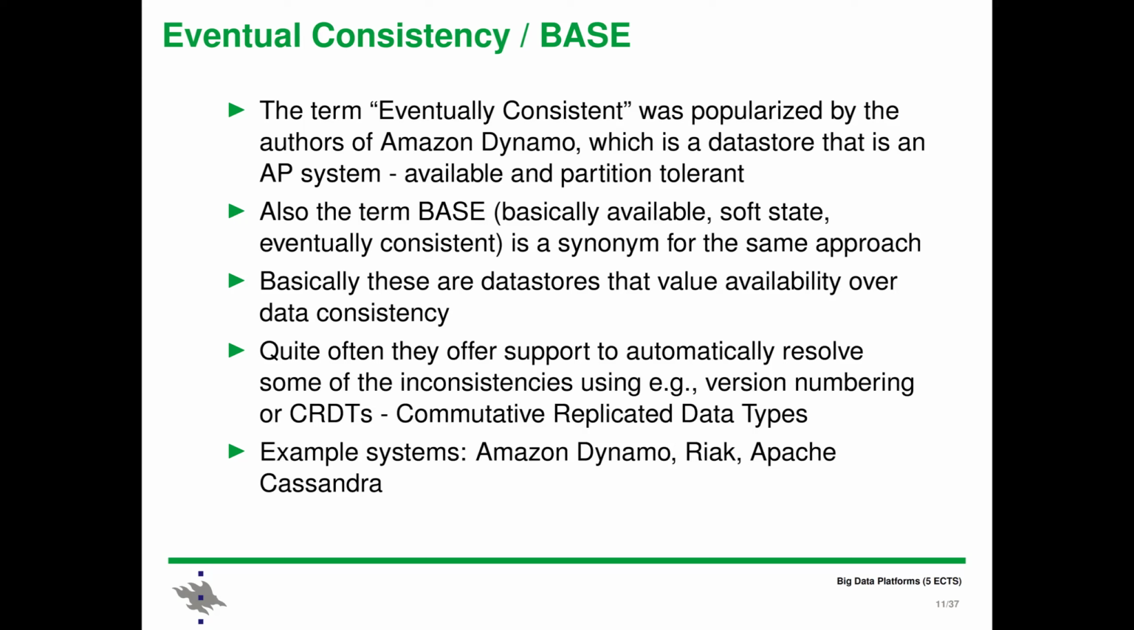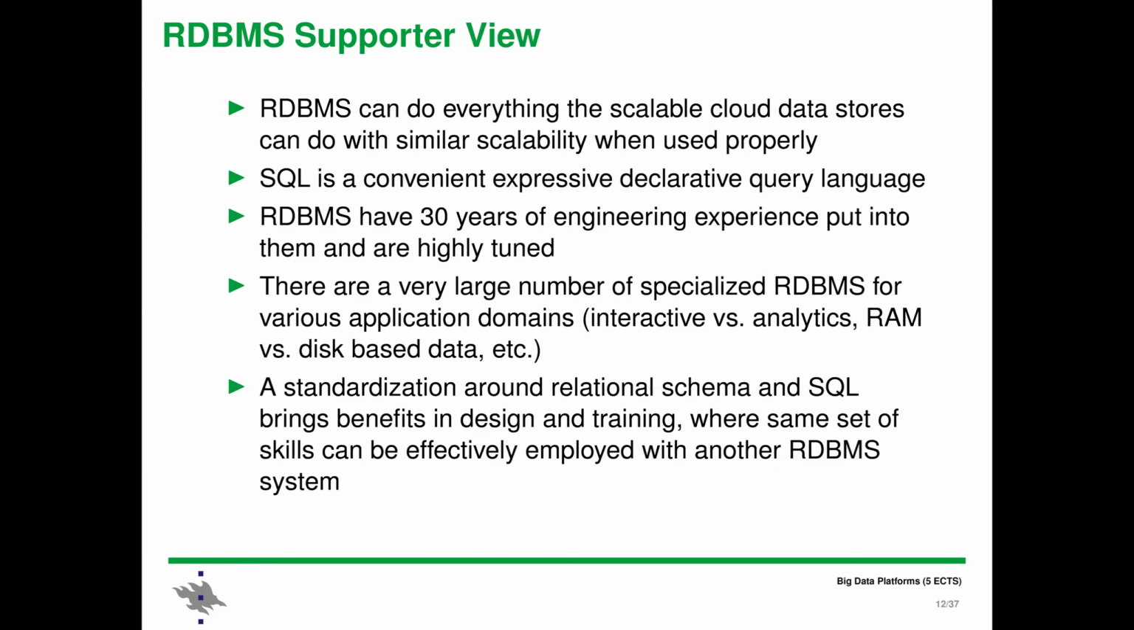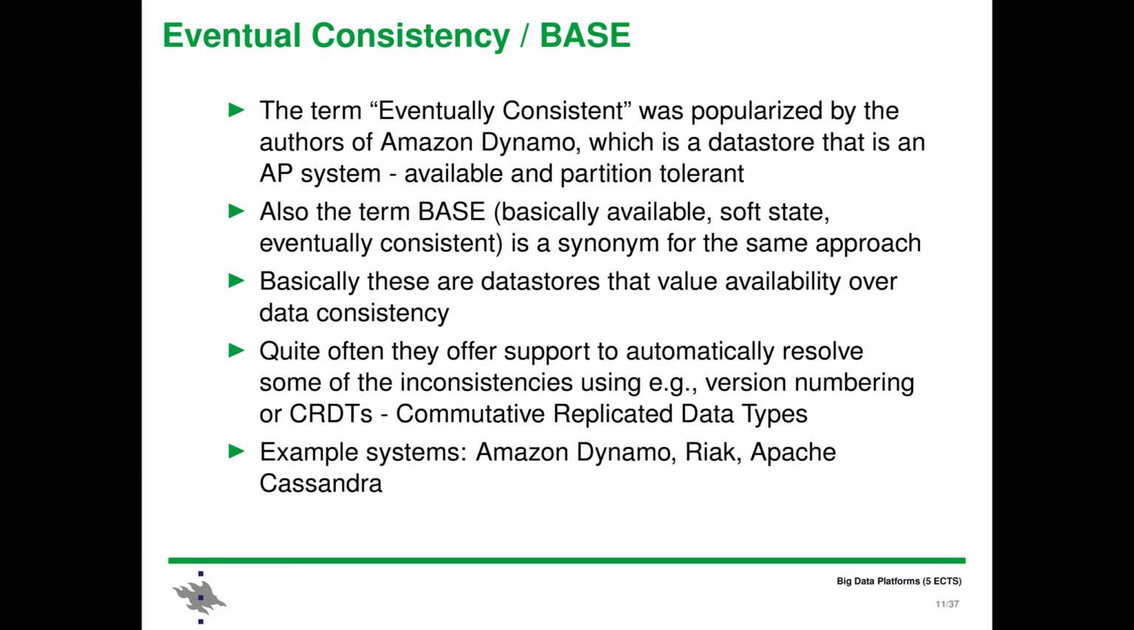Now, example systems of eventually consistent systems are Dynamo, which we'll talk about in more detail in upcoming lectures. We'll also cover Riak and especially Cassandra. Cassandra is fairly widely used in the field. For example, Netflix is using Cassandra heavily.